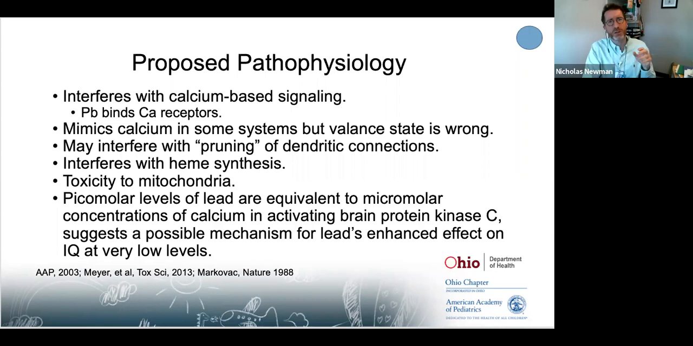And I think probably one of the most interesting things is incredibly low levels of lead. Picomolar levels of lead, so 10 to the minus 12, were equivalent to micromolar concentrations of calcium in activating some of the brain enzymes. So what's happening, we think, is that lead may be triggering some of these systems at levels below where physiologically they should be triggered. Suffice to say, we don't completely understand the pathophysiology. That's what I'm presenting to you. This is not a done deal.